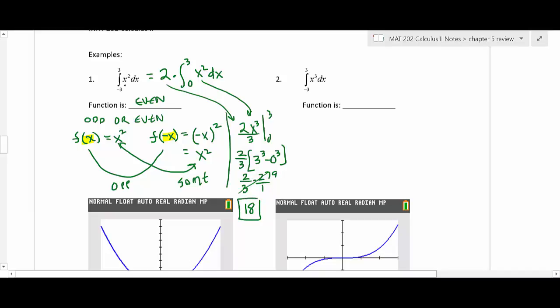If you did the antiderivative, which again is x to the third over 3, and evaluated from -3 to 3, you certainly get the same answer, but a lot of times this simplifies the calculation. And if you can find an easier way to do something, that's what you want to do, right? Does that make sense to everybody?